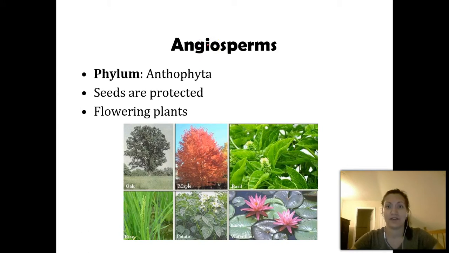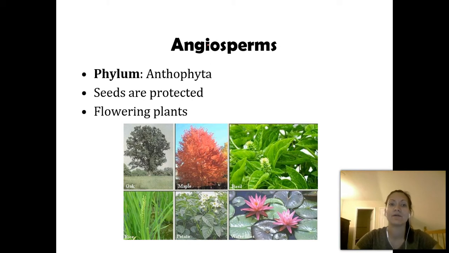So that's all about our gymnosperms. And remember, our gymnosperms mean naked seeds. They make seeds, similar to angiosperms, but nothing is protecting it. Our angiosperms, however, do have protection around their seeds. So the phylum that all angiosperms are part of is phylum Anthophyta.